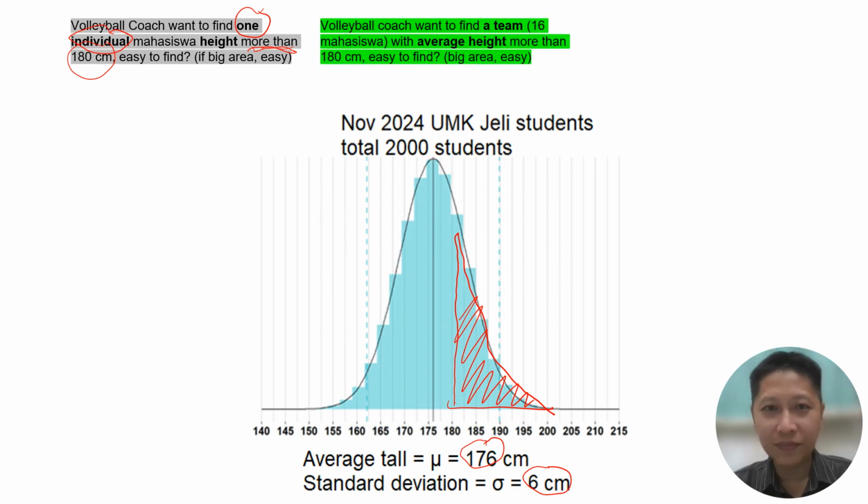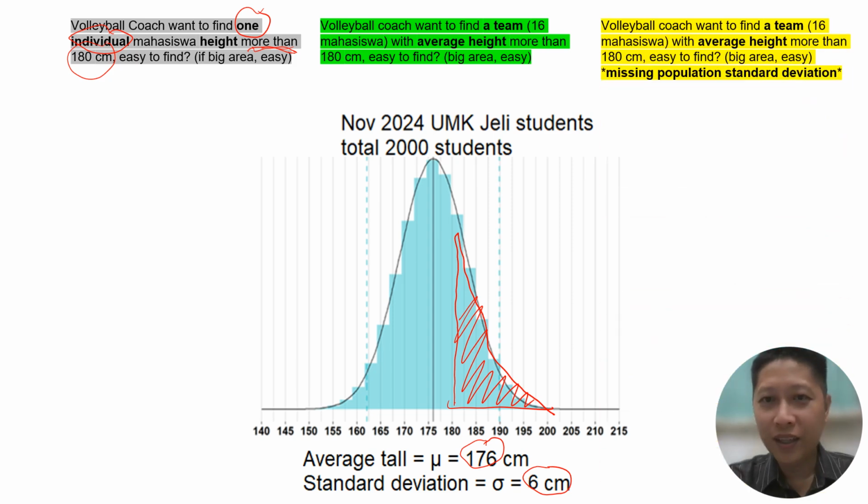Second question. The volleyball coach wants to find a team, not a person, a team. The team consists of 16 mahasiswa. His requirement is that as long as these 16 students have an average of more than 180 cm. Maybe a few are short and a few are tall. As long as the average is 180 cm, is it easy to find this team? If at the end we can construct and find a big area, it means that it is easy to find.